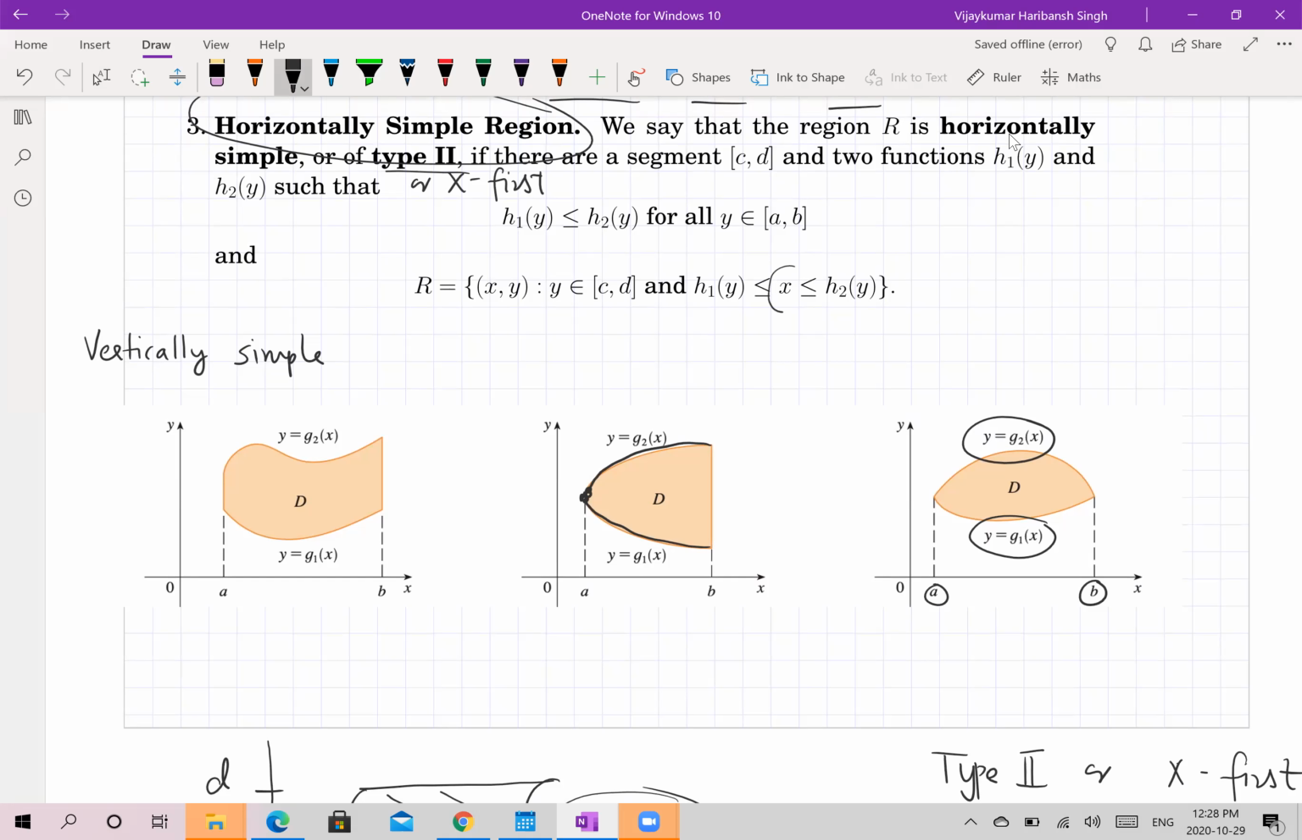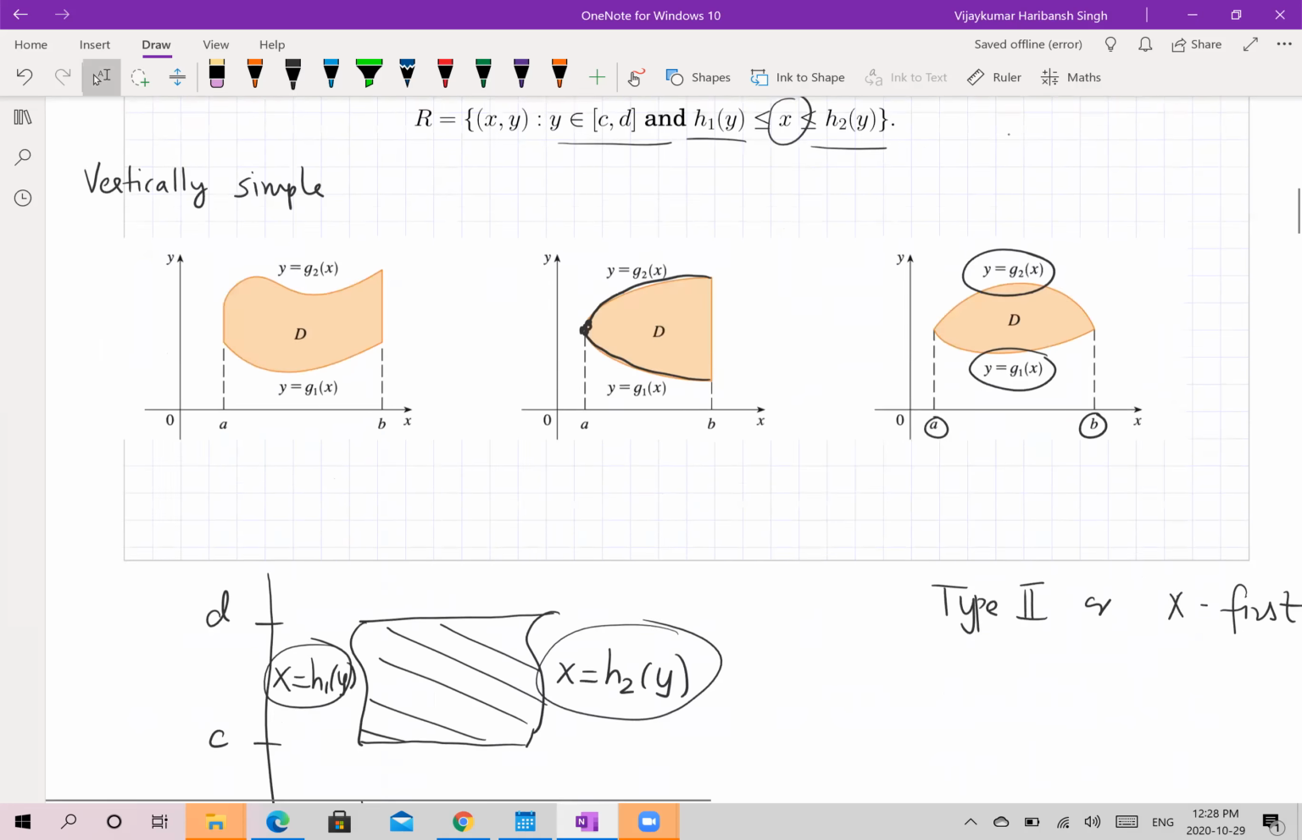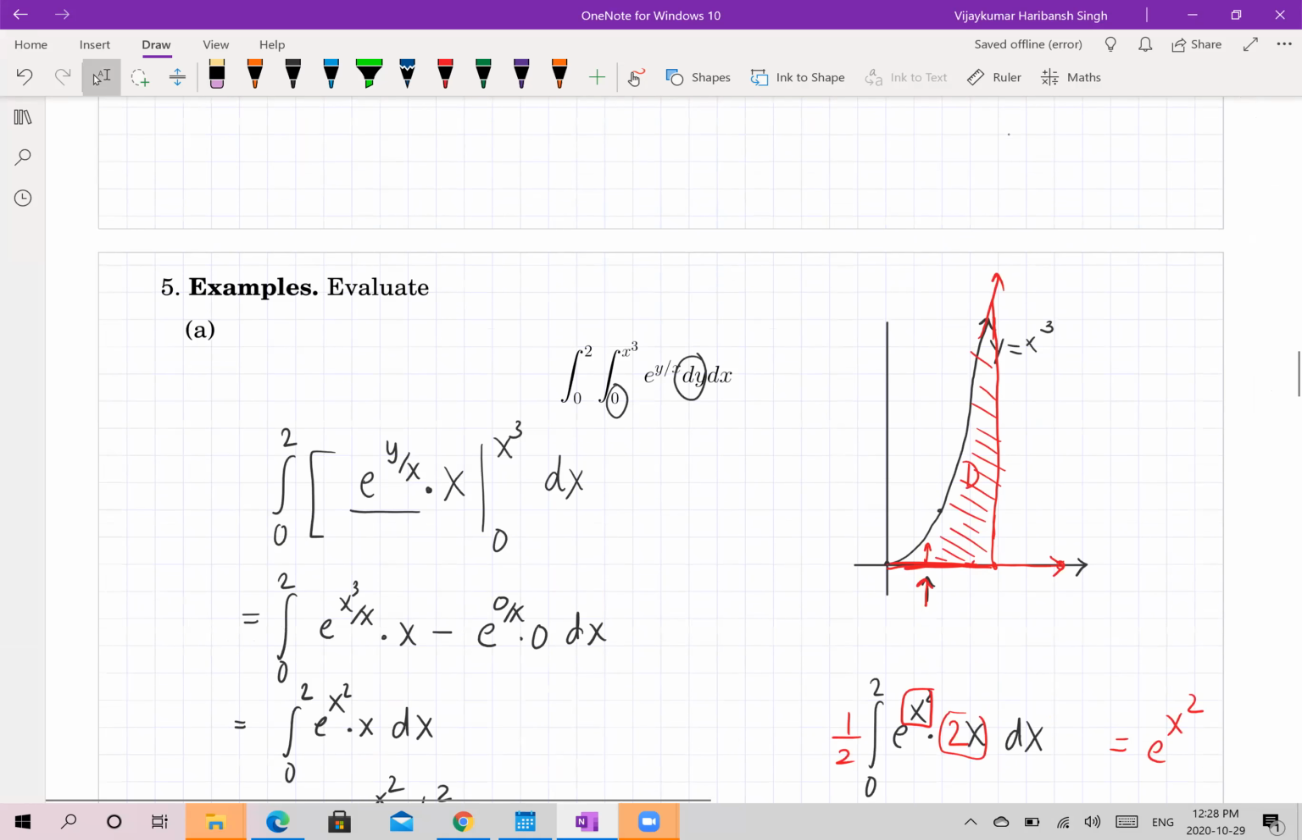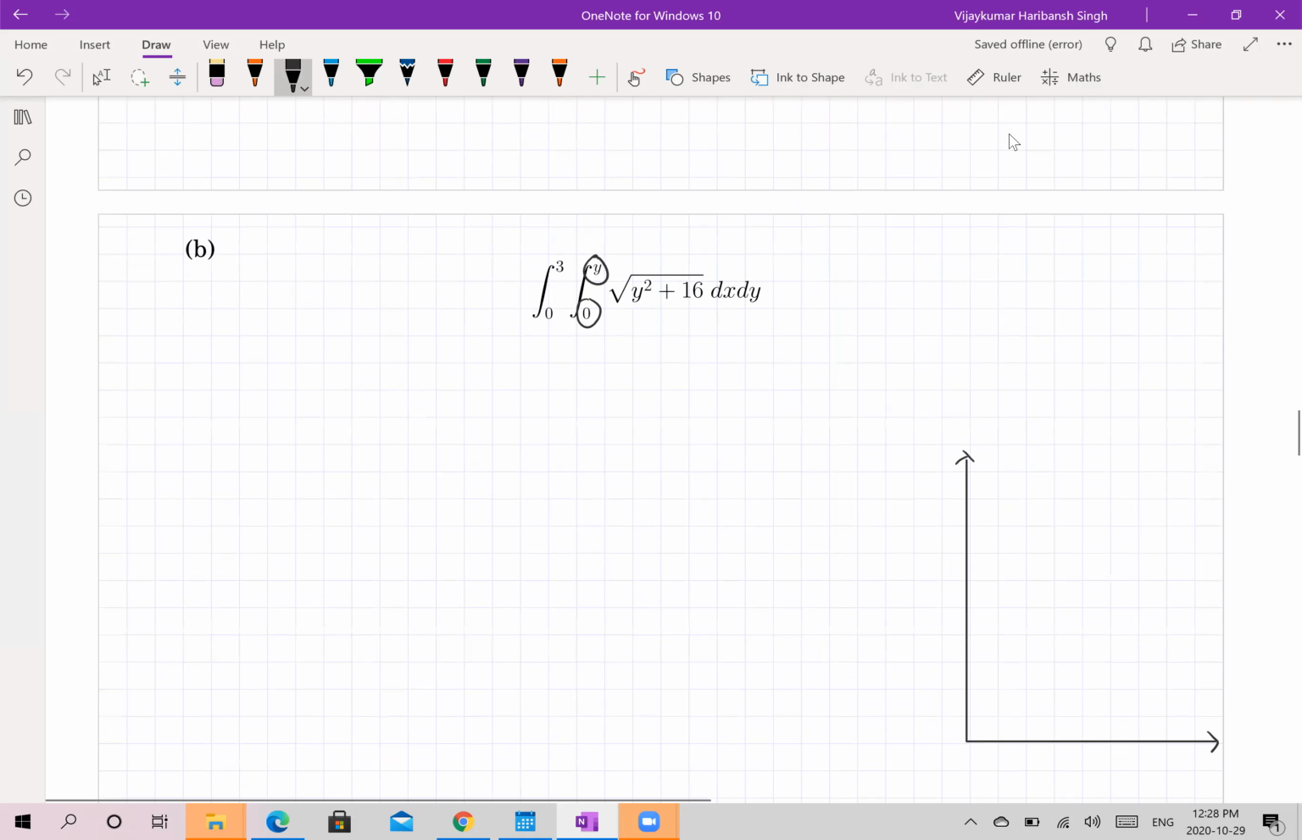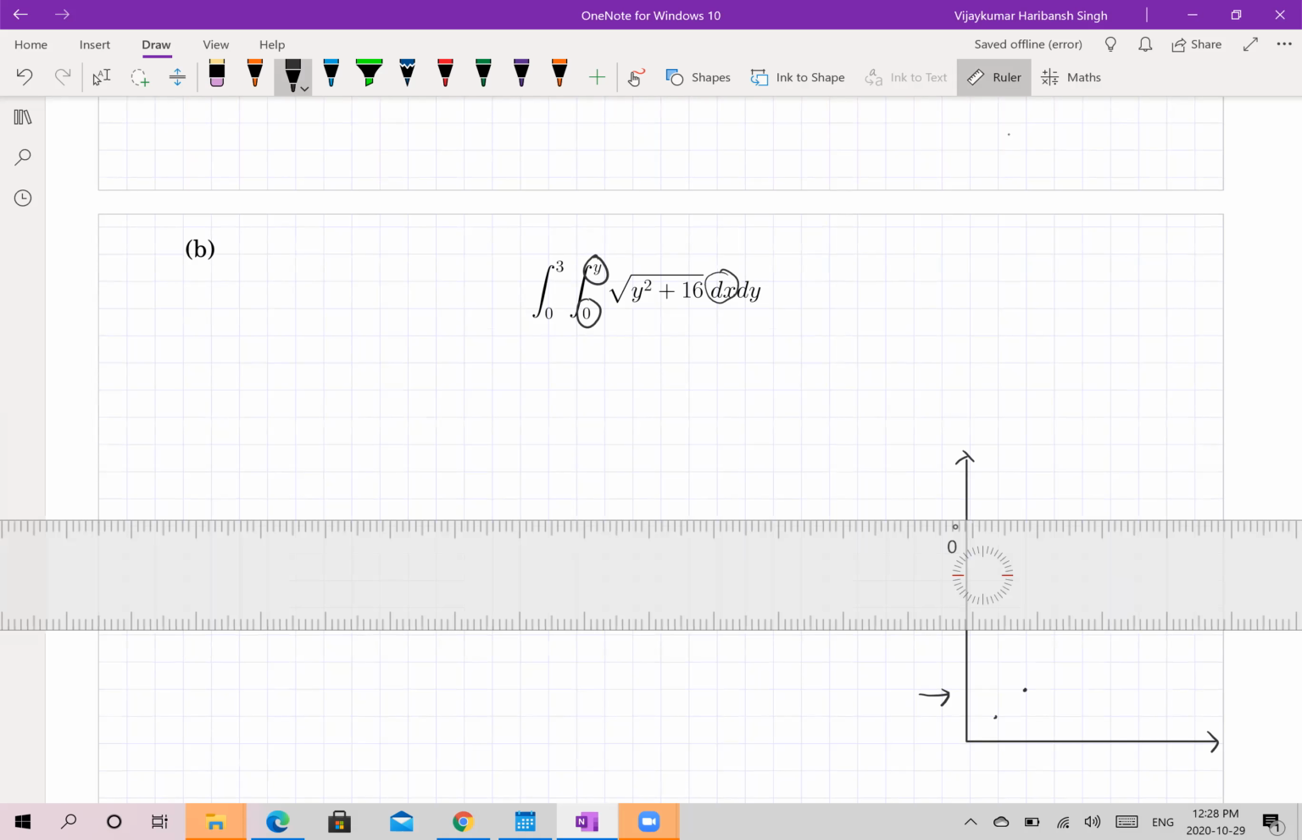So you see your x is changing between some h1 of y and h2 of y, and your y is between c and d. So here, if you see this problem, your x is changing, so it's x first. Your x is changing from 0, so since you're talking about change of x, you need to draw an arrow in your mind parallel to the x-axis. So first it hits 0 to y. So 0 to y is a straight line which looks like this. So 0 to y.